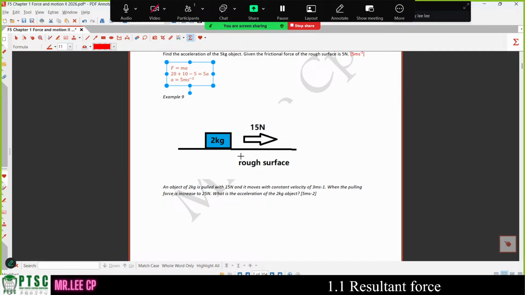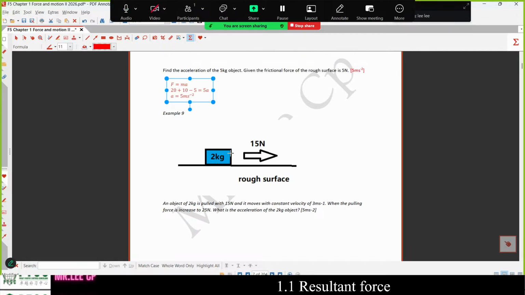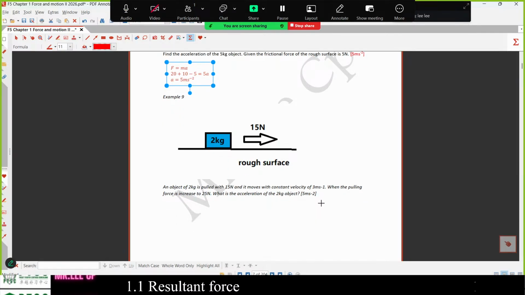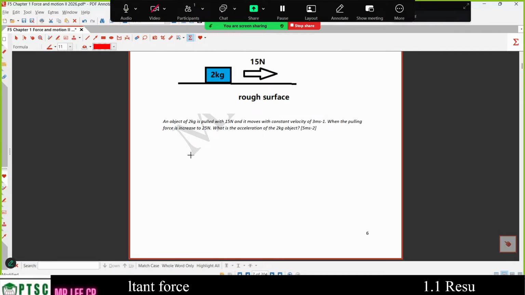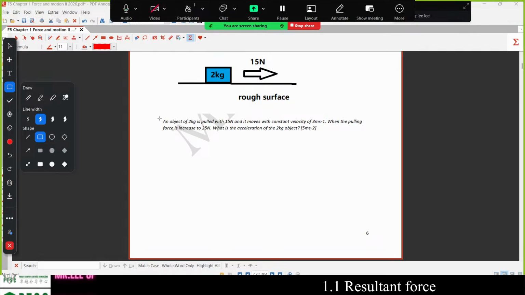Alright, I hope you're okay. Now we continue with this. Here, the object is pulled with 15 and moves with a constant velocity of 3. When it is pulled, the force increases to 25. What is the acceleration of the 2 kg object? The answer is 5 ms negative 2, but how to do it? Okay, now here, there is information for us in this sentence.